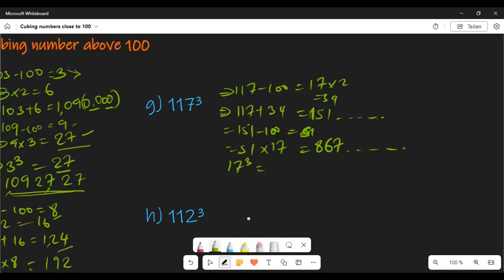Like I said, we did in the previous video, 17 cubed, we just write 17. And then we say 7 squared is 49. And 7 cubed is 343. Okay. And in this case, what we do is we multiply this by 2 and this by 2. So this is going to be 98. This is going to be 14.